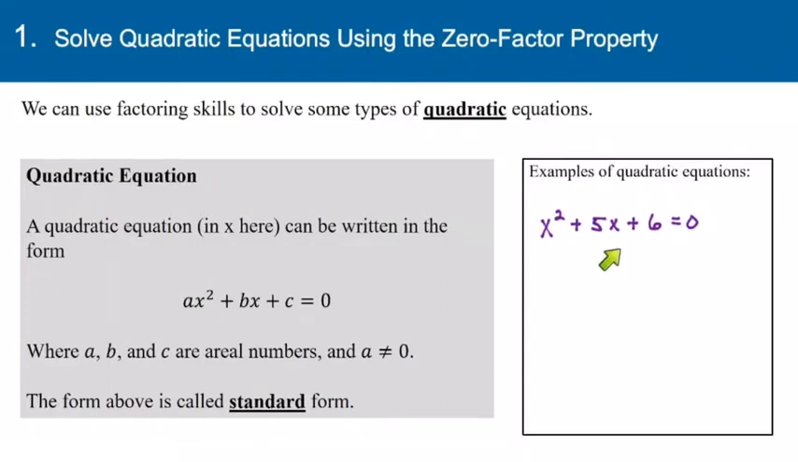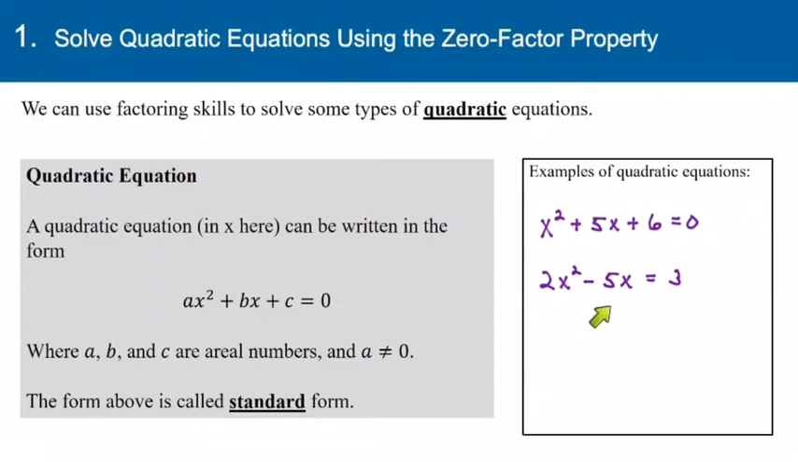X squared plus 5x plus 6 equals 0 is an example of a quadratic equation. Now notice that in order to be an equation, it needs an equal mark, of course. You couldn't just have x squared plus 5x plus 6 and call that a quadratic equation, because without the equals 0, we don't have an equation. Every equation has an equal mark. Here's another example of a quadratic equation.